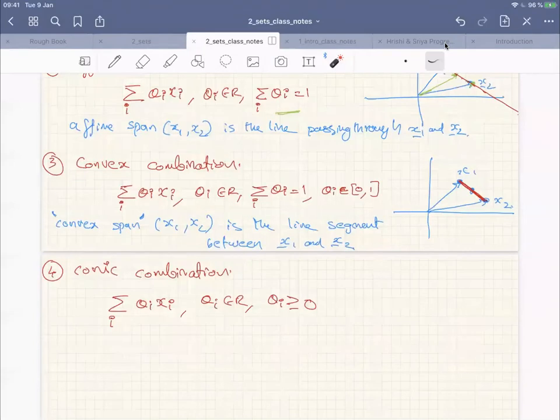Okay, here, what happens if you examine the span of two vectors? For the same vectors, we are taking x1 and x2. So now we are saying any weights which are non-negative.